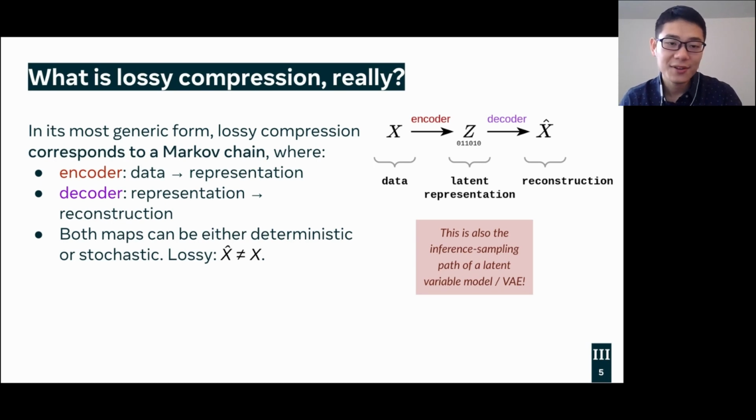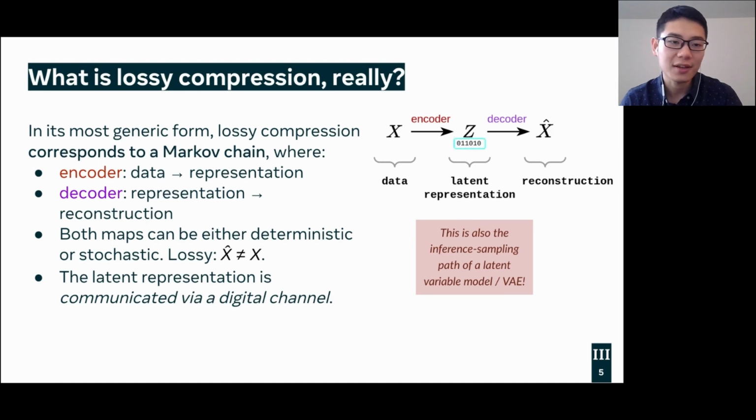You may also notice that this Markov chain describes what happens in the training step of a VAE, where we will feed the data through an inference network and obtain a latent representation, and then run the representation down a sampling path to obtain a stochastic reconstruction. But note that there is one important distinction between latent variable modeling and compression. That is, in compression, the representation has to be communicated over a digital channel. And as we'll see, this has consequences for how we design and train these models.